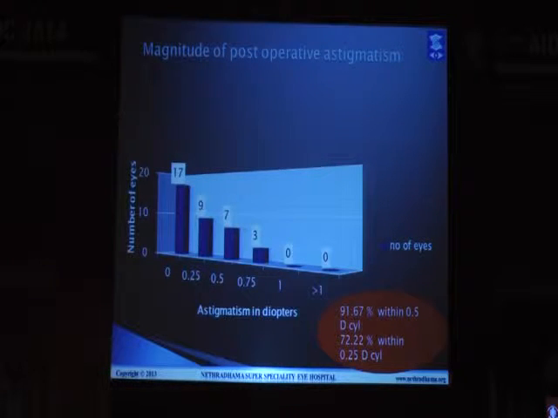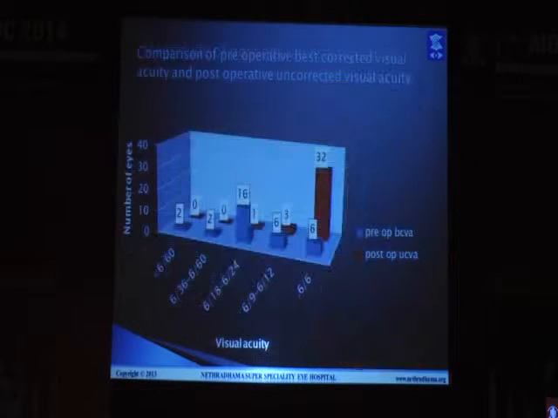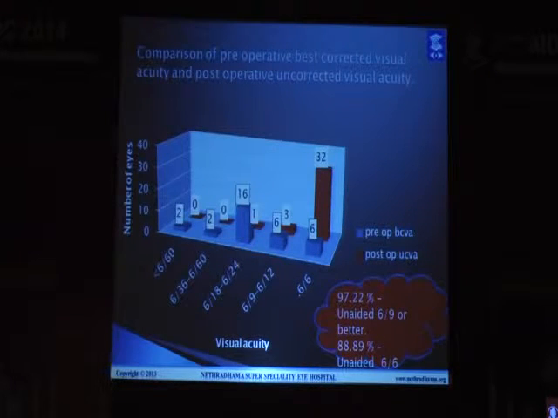had a post-operative astigmatism of 0.25 diopters. The mean post-operative astigmatism was 0.3 diopters. We compared the pre-operative best corrected visual acuity and the post-operative uncorrected visual acuity and saw that 97.22% had an unaided visual acuity of 6/9 or better, out of which 88.89% had an unaided of 6/6 or better.